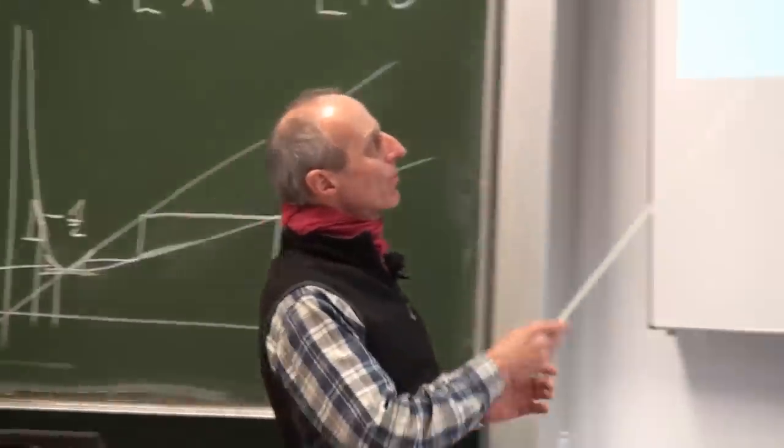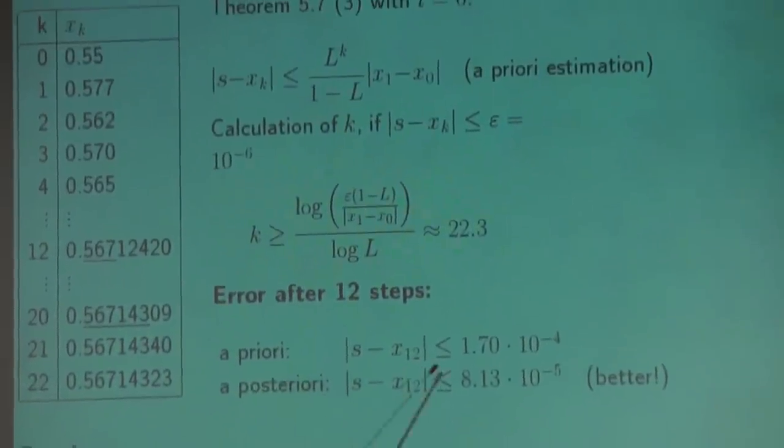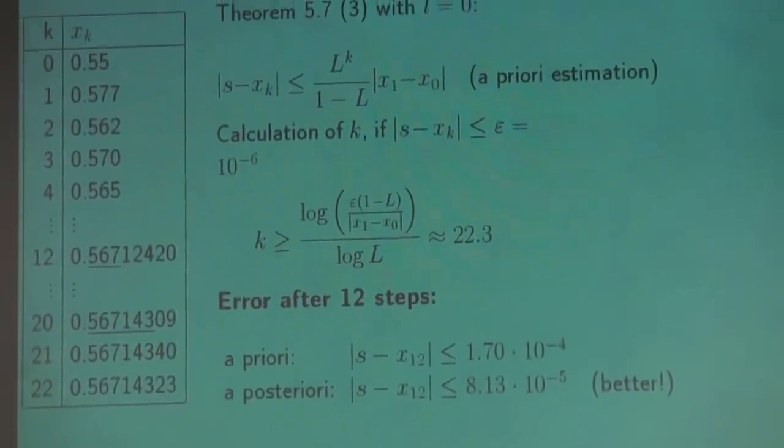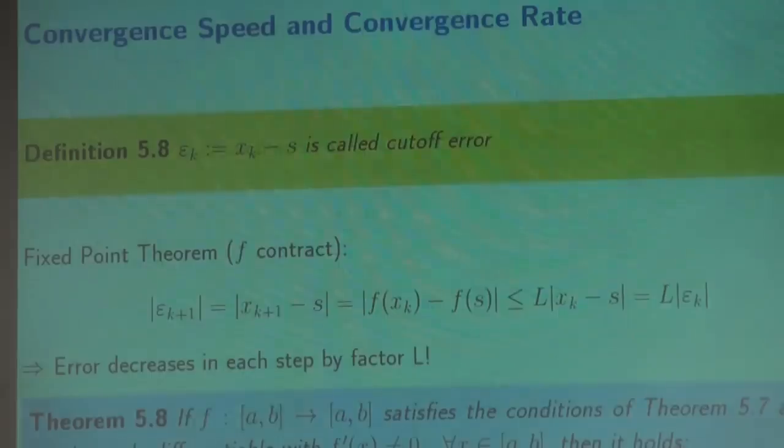Okay, and what we also could do is calculate the a priori estimate, which gives us 1.7 times 10 to the power minus 4, and the a posteriori estimate. Look, this is almost exactly a factor of 2 better than this. It is always better. Okay, so much about Banach's fixed point theorem and its application.